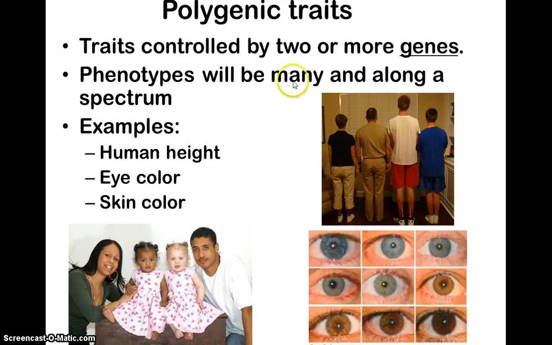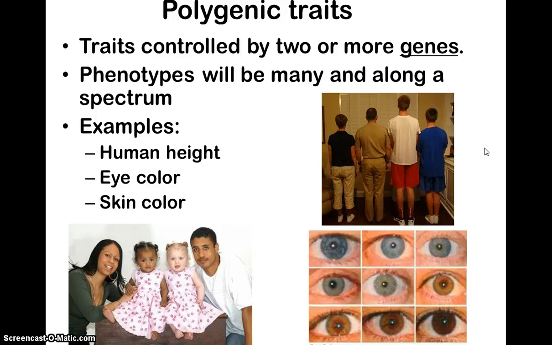And examples of this include human height, so you can see people get gradually taller, shorter, and these are also going to be traits that don't have nice, easy predictions. So if your parents are tall, you might be short. Okay, if there's somebody that's short in your family, you can't just look and say, oh, you're going to be tall because your parents were tall. So these are things that are a little bit more complicated because there are multiple genes involved.